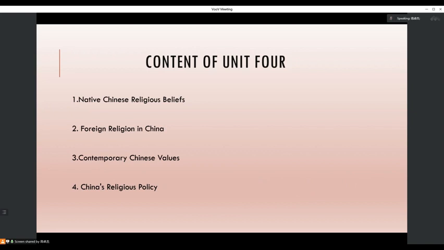But in China, some minorities have their own religion, not popular. In Unit 2, I will introduce foreign religions in China: Buddhism, Christianity. Which religion do you believe in? Islam. I know little about it.